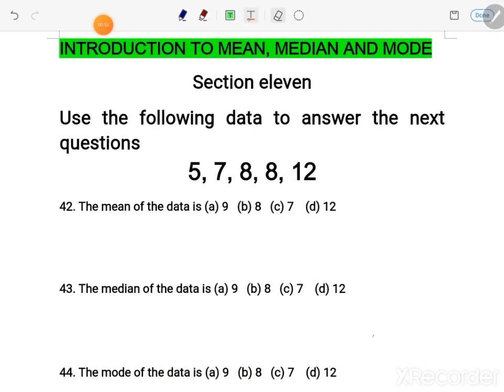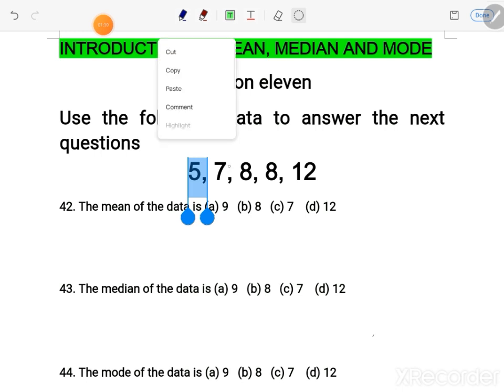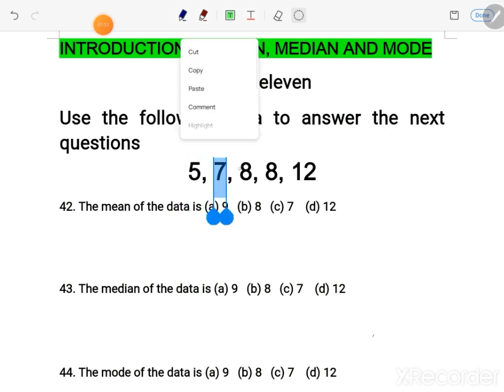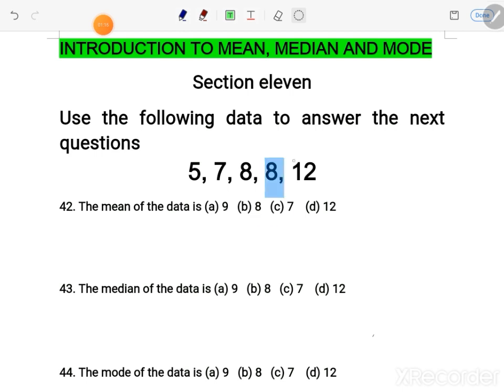We recall that the mean is the average of a distribution. The average of a distribution is what we call the mean. So the mean is the sum of the scores of a distribution, all these scores we have, divided by the number of scores we have in the distribution. Here we have 1, 2, 3, 4, 5. So we have all together 5. So our n is equal to 5.